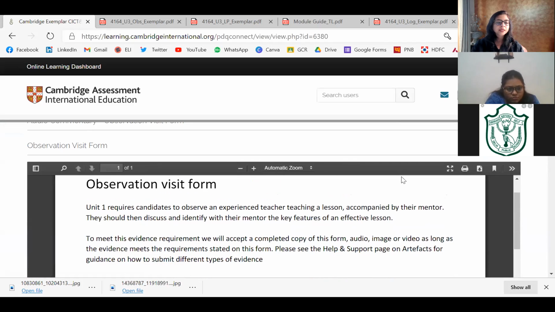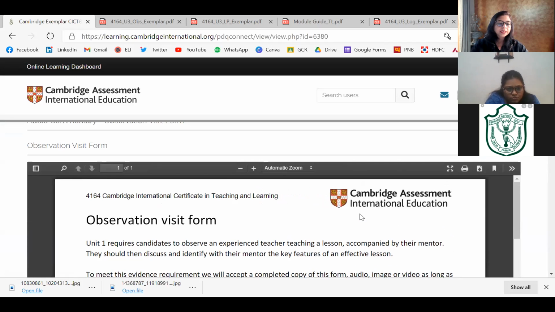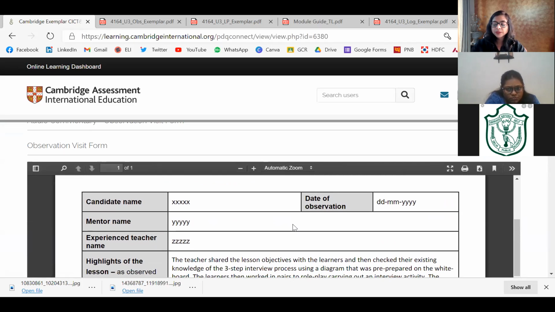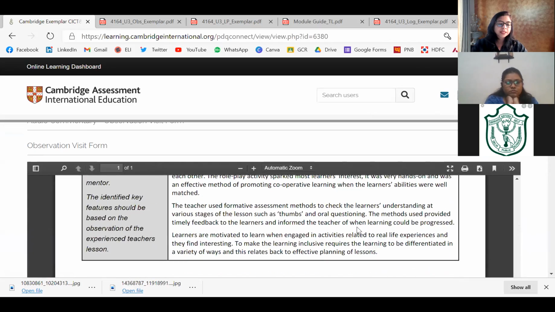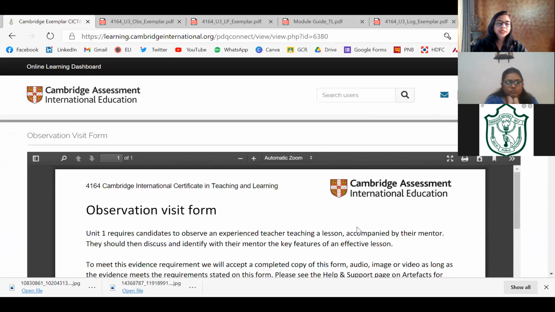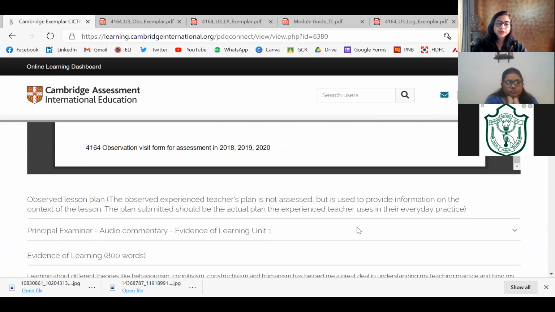So you can see that in unit 1, which most of you have done, it is the observation visit form that you're supposed to be filling. So what you're going to do is that you will be observing an experienced teacher if you have not observed so far. And you'll be observing the experienced teacher along with your mentor. And after that, you will go ahead and fill this particular sheet. Okay, this sheet has to be filled by you. So in unit 1, it's only this sheet which has to be filled.